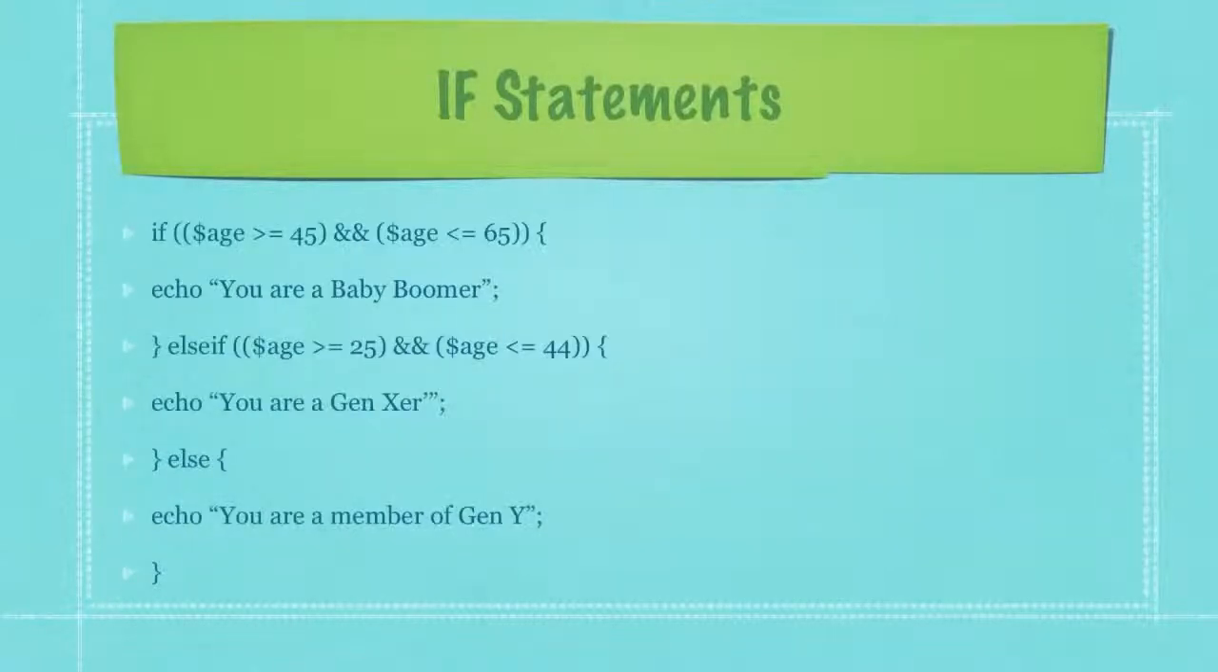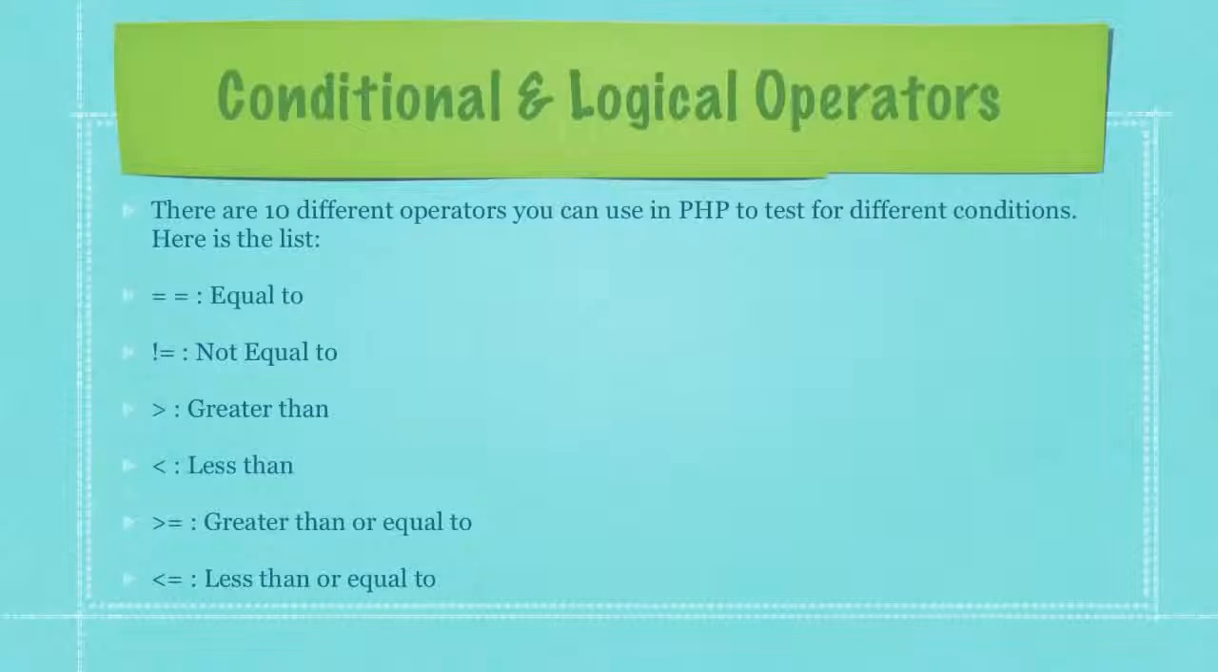Here is a real-world version of the if statement. Here we're checking if the variable age is greater than 45 and if the variable age is less than 65. If both of these are true, we will echo out to the screen, "You are a baby boomer," and so forth. There are 10 different operators you can use in PHP to test for different conditions.